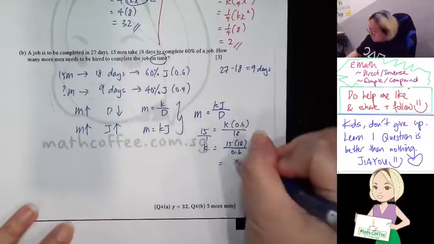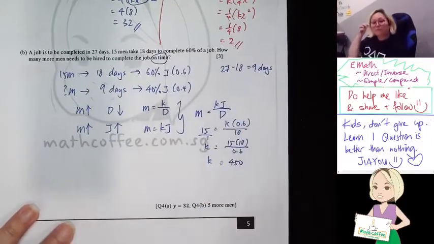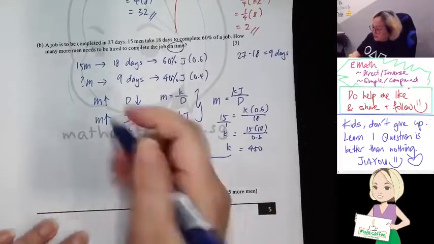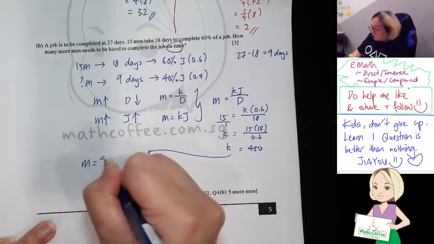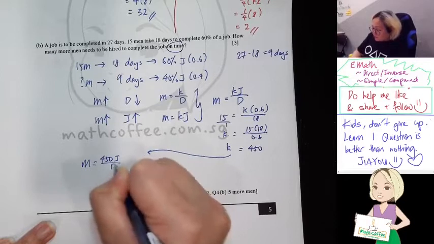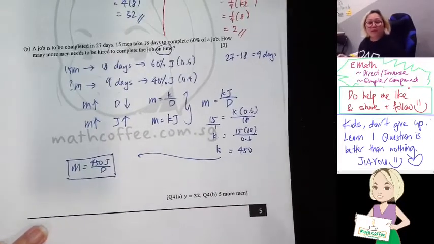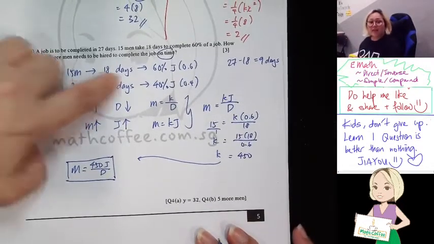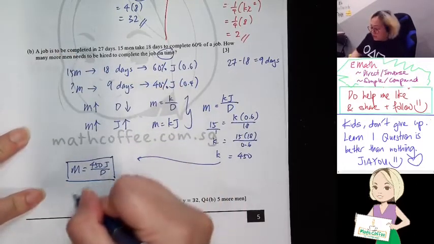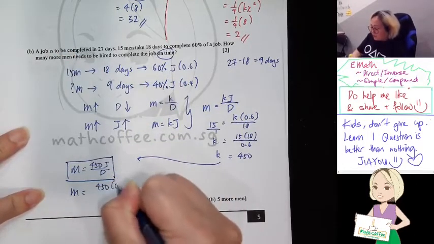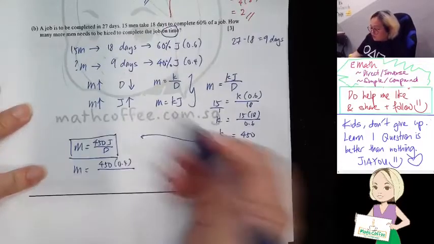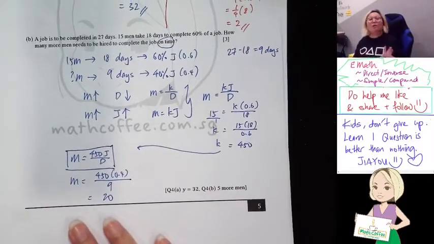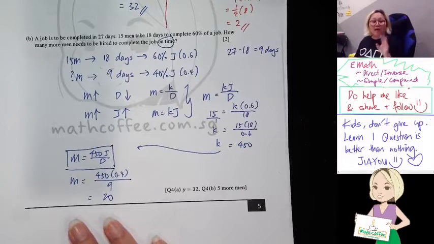Okay, a bit untidy, sorry. See here, my formula now becomes M equals 450 J over D. So this is the formula that relates the men, the job, and the days. Now I have 9 days, and I only have 40% of the job left. So I just take M equals 450 multiplied by 0.4 over 9 days, and I need 20 men. So in order to complete the job on time, I need to have 20 men.